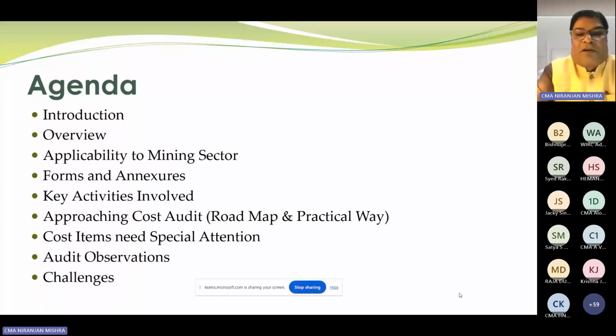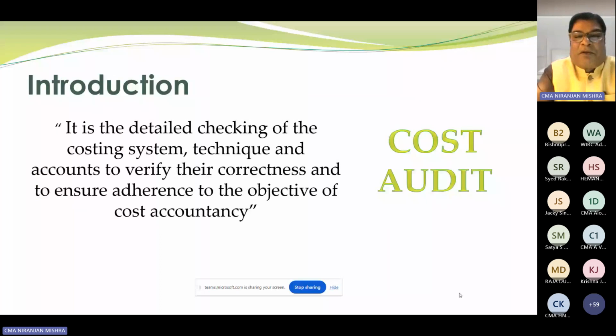So these are just an introduction. Most of the participants are doing the cost audit, so we know about the cost audit. I have just put a definition: the detailed checking of the costing system, technique and the accounts to verify their correctness and to ensure adherence to the objective of cost accountancy.